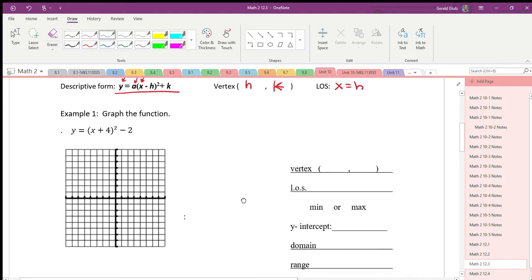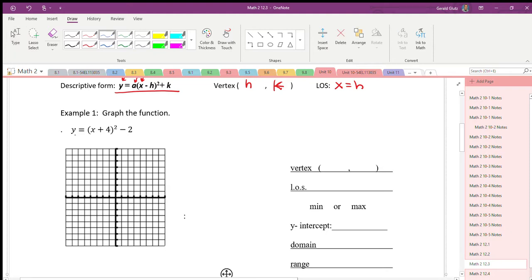So in example 1, if I want to graph y equals the quantity of x plus 4 squared minus 2, first thing I'm going to do is find the vertex. Whenever we graph quadratic equations, we want to find the vertex first and start our graph there. So whatever this number is, I have to change the sign. So it'll be -4, that's my x value. And then whatever this number is on the outside, that's the y value. Keeps the same sign. So (-4, -2) is our vertex. So I go left 4, 1, 2, 3, 4, down 2.